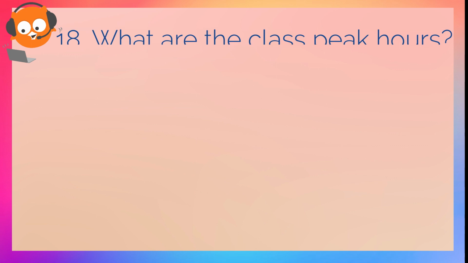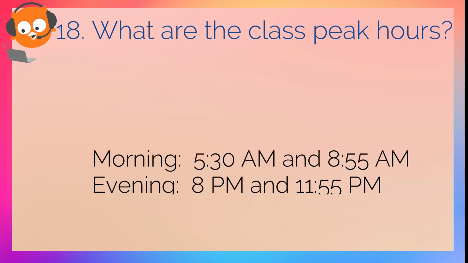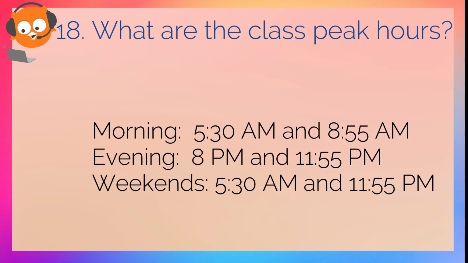Next, what are the class peak hours? Peak times or core times as they are called on our platform in Engoo are usually between 5:30 a.m. and 8:55 a.m. Japan time, and again between 8 p.m. and 11:55 p.m. The weekend peak time, however, is between 5:30 a.m. and 11:55 p.m. These time frames are also highlighted on your schedule page.